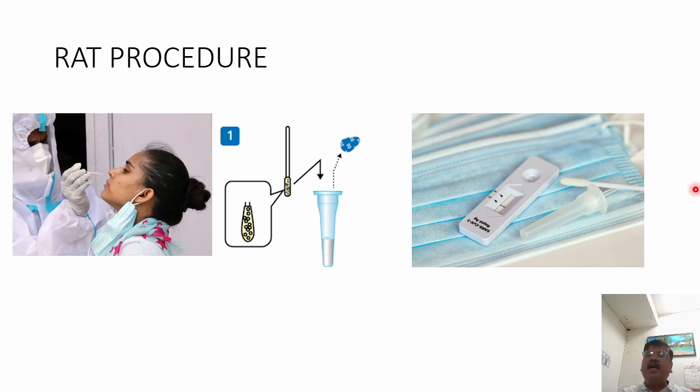But what is the problem with RAT? If it is positive, as per the ICMR guidelines, it is a confirmed positive. I repeat, if it is positive, as per ICMR guidelines, it should be considered confirmed positive. If it is negative, it will not rule out infection. So, if it is negative, we have to collect the sample for RT-PCR.